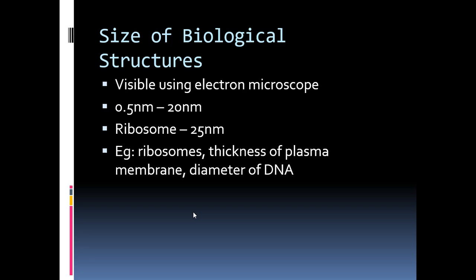So the only way to observe structures that are smaller than 0.2 micrometer is by using the electron microscope. Right? Because the electron microscope will enable you to observe structures as small as 0.5 nanometers. So with the help of the electron microscope, you can observe a lot of very small fine structures inside the cell, such as the ribosome, the thickness of the plasma membrane, and also the diameter of DNA.